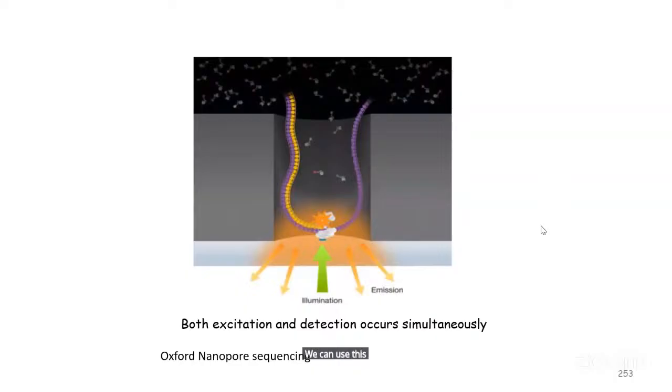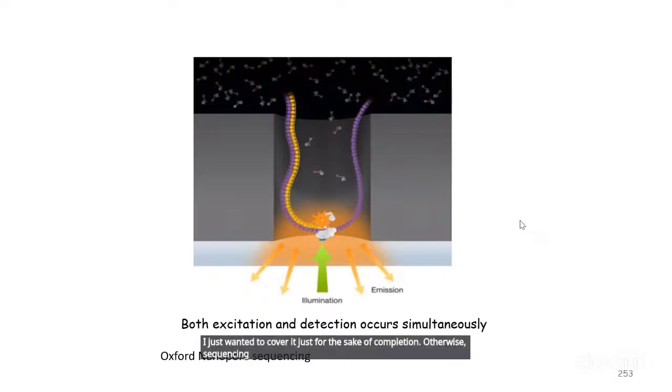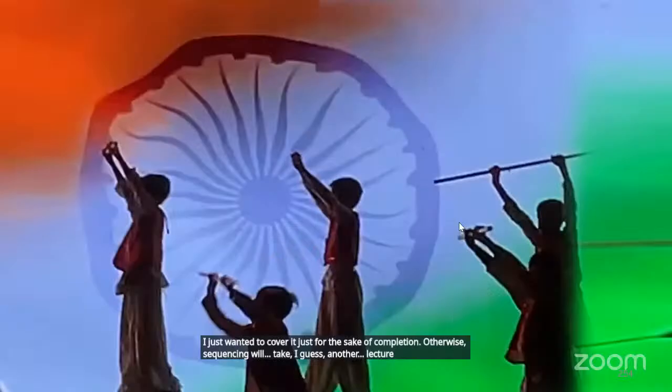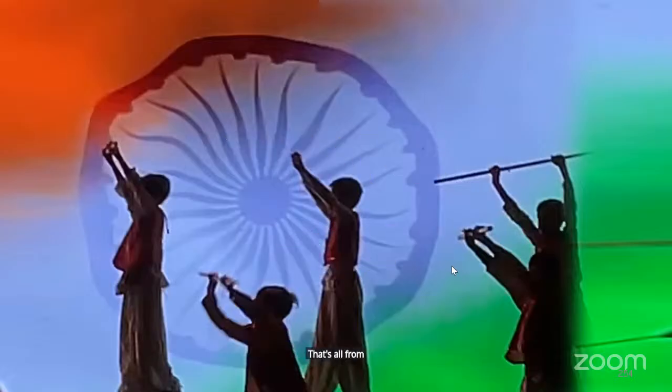So these were some basic aspects of sequencing. I just wanted to cover it for the sake of completion. Otherwise, sequencing will take, I guess, another one or two lectures. That's all from my end.